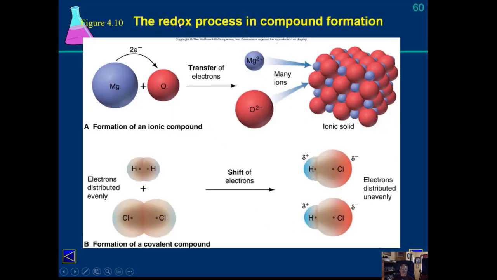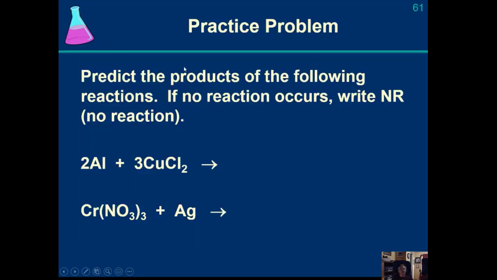The redox process in compound formation: when you make an ionic compound out of a metal and a non-metal, that is a redox process. That is a transfer of electrons. So let's do this practice problem. Predict the products of the following reactions. If no reaction occurs, write NR or no reaction. We've got aluminum and we've got copper 2 chloride.